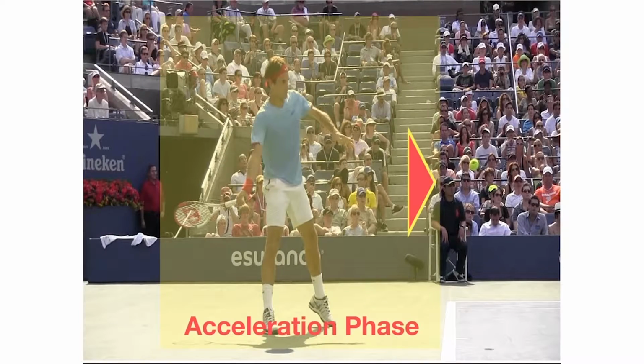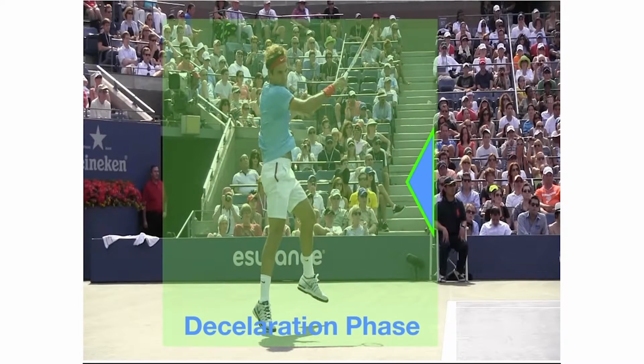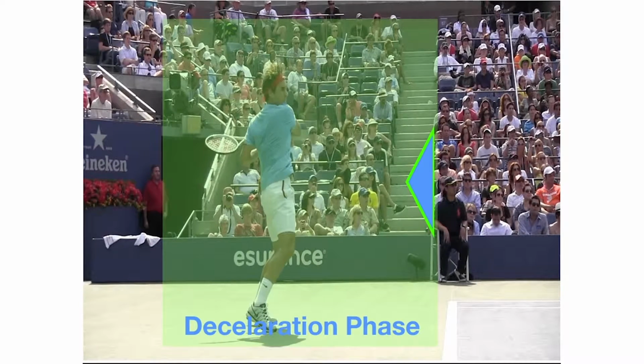Another example can be seen in Roger's forehand stroke. After impacting the ball, his racket rotates around an axis as it travels across his body and eventually decelerates, causing it to end the swing path at shoulder height.